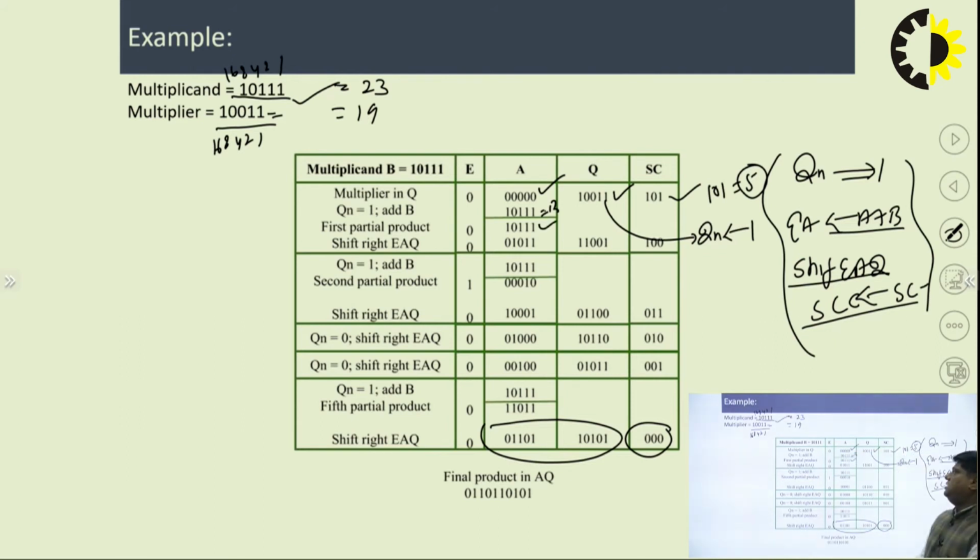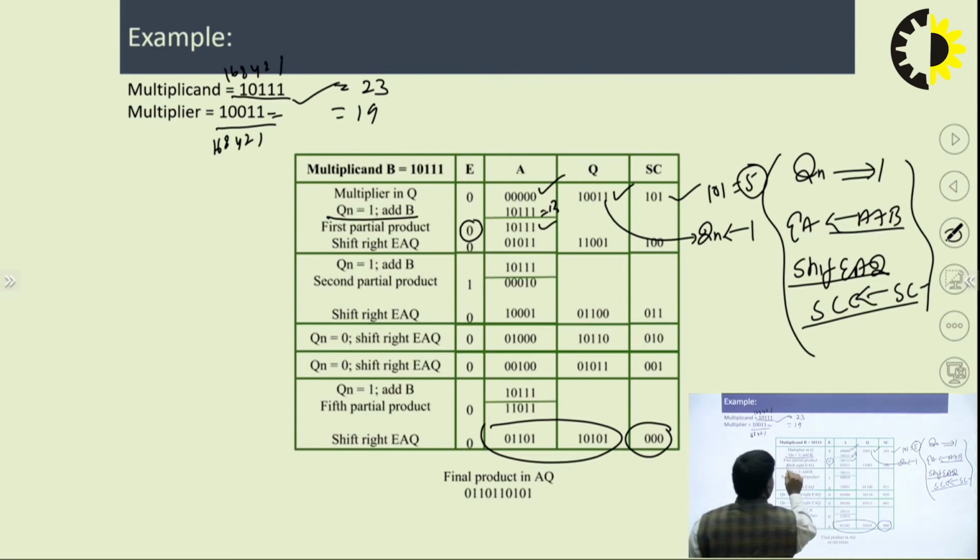Now this is A plus B. I already told you that in the starting E is equal to 0 and A is equal to 0. Now Q1 is equal to 1, so add A plus B and shift EAQ. This operation is performed. Now shift this bit: this 0 moves to here, and this one moves to here, this 0 moves to here. Similarly, this process continues until all bits shift to the right side.